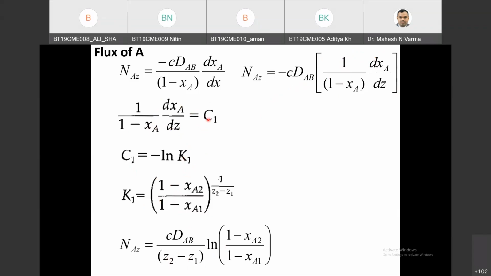So ln K1 equals C1. Substituting this ln K1 here, you can get the flux profile. So this will be the flux profile: C D AB divided by (z2 minus z1) times ln of (1 minus XA divided by 1 minus XA1). So this ln K1, and you know that ln X raised to A equals A ln X. Substitute it here and you will be getting this flux profile.